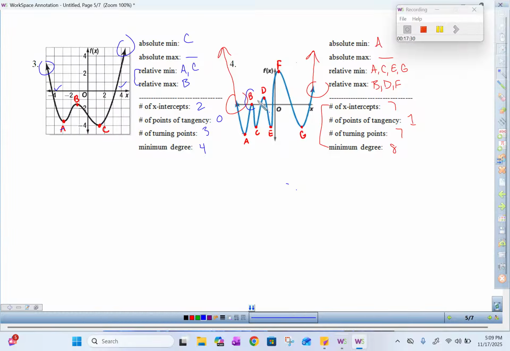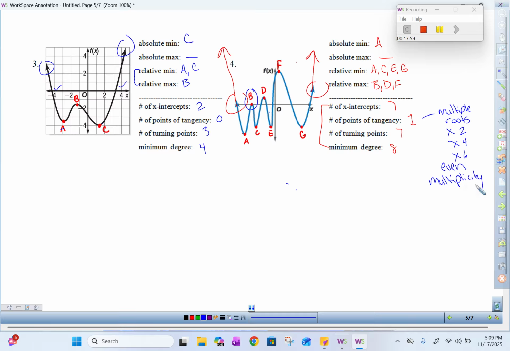When we see these points of tangency, which is P, these are called multiple roots, or roots with multiplicity that is even. So it could be counting for 2, counting for 4, counting for 6. It's going to be even multiplicity when it looks like a turning point.